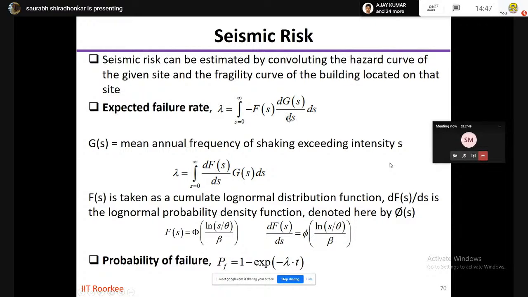In this, again, you take one value of spectral acceleration, you take the corresponding probability of collapse, and then you integrate that over various values of spectral acceleration. Once you do that, you get the expected collapse rate, and then using Poisson's formula, you can figure out the probability of collapse in a given time. So knowing the design lifespan of the building and knowing this rate, you can figure out the probability of collapse.